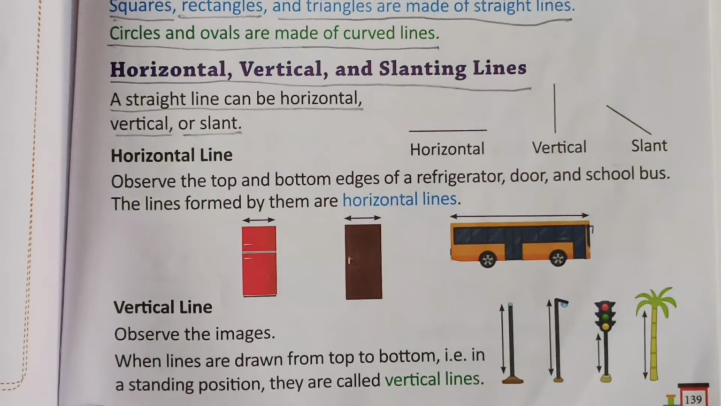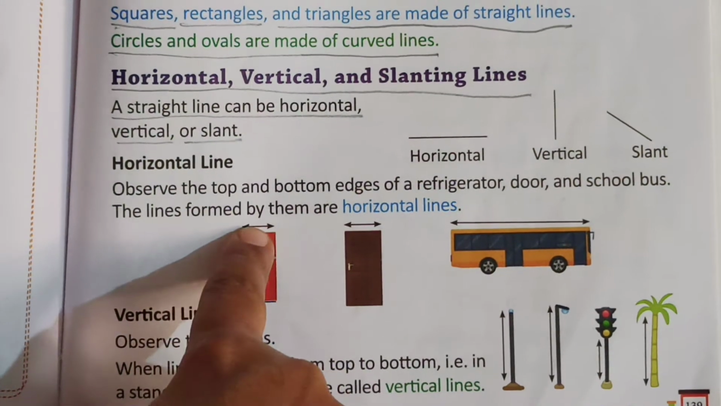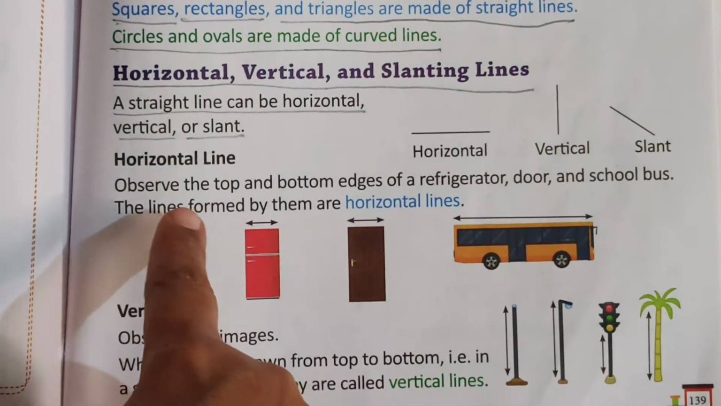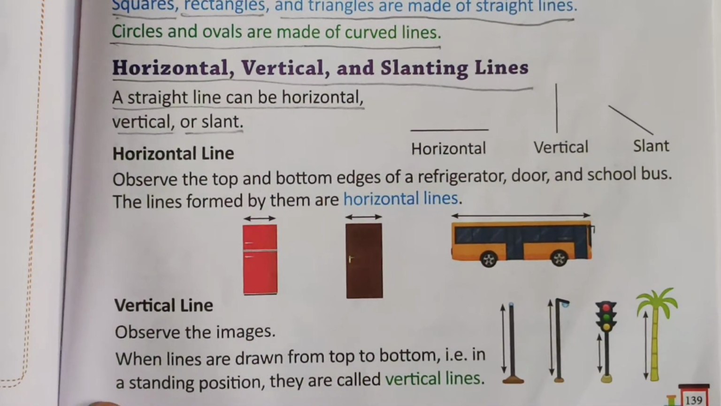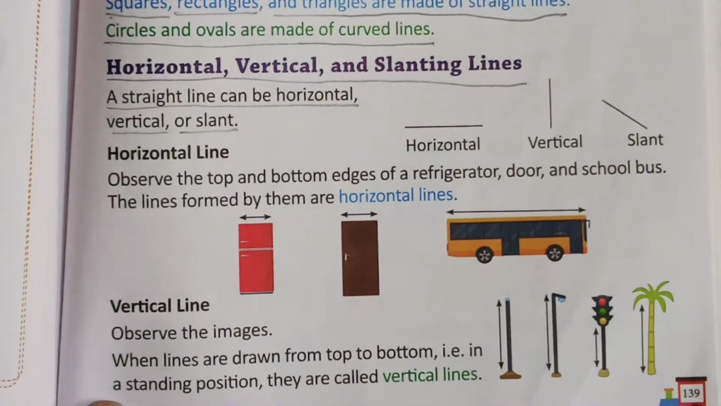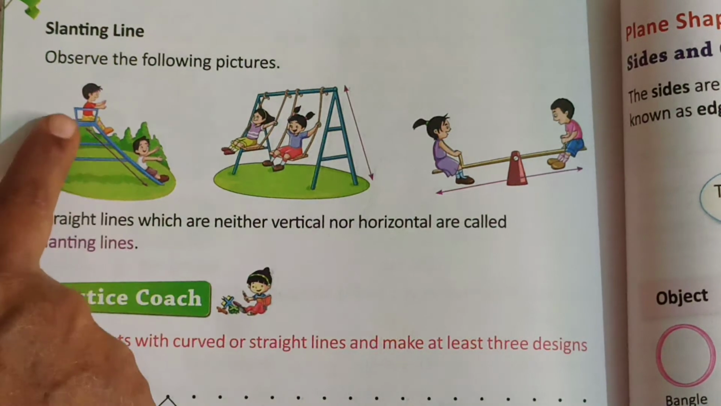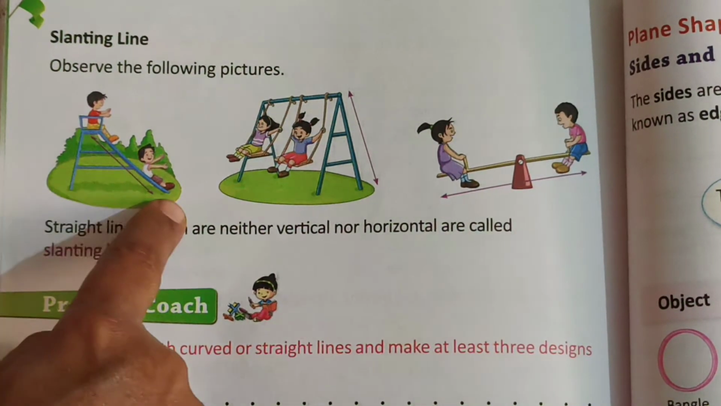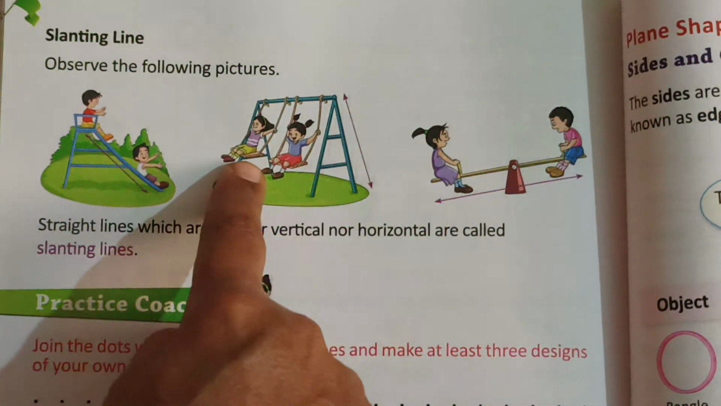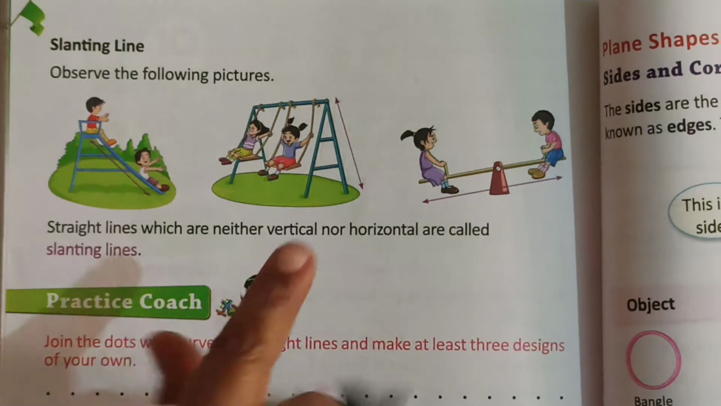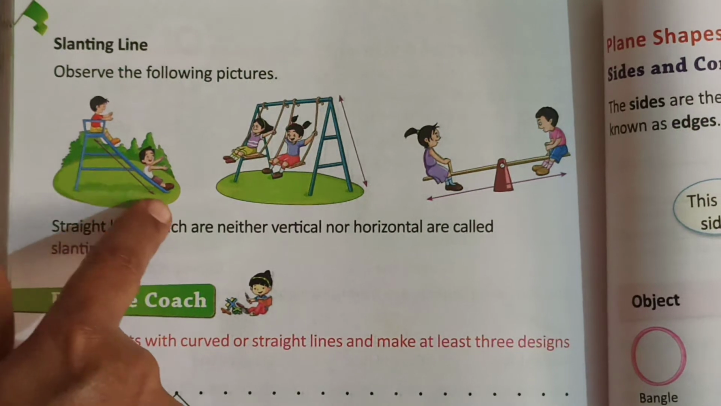Okay? And the lines, top and bottom edges of things are formed in a sleeping position. They are called horizontal lines. Okay? Look at this picture. Look here. This is a slide. This is a seesaw. Sorry, this is a seesaw. And this is a swing. Now look here.